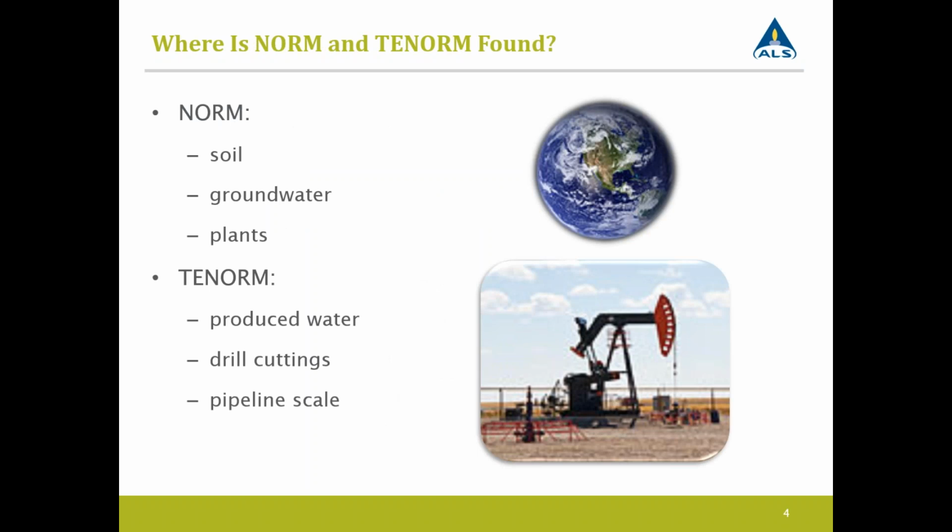So norm, the naturally occurring material, is found in your soils, groundwater, and plants, so natural environment, whereas the technologically enhanced norm, or TENORM, is created when the natural sources of radiation are concentrated by man-made processes. So examples are in the oil and gas industry, you'll have your drilling waste like produced waters, drill cuttings, and a big one is pipeline scale coming off of all the equipment and the lines.